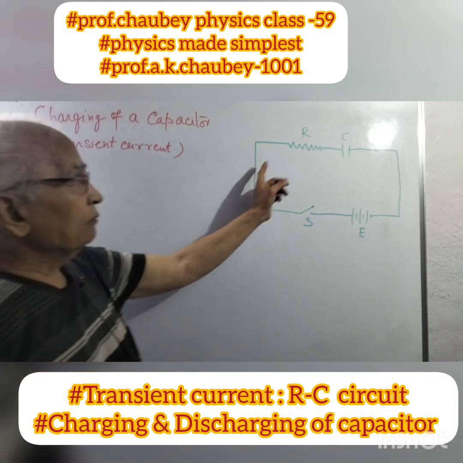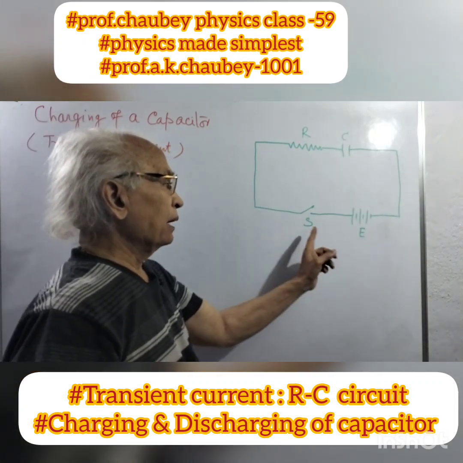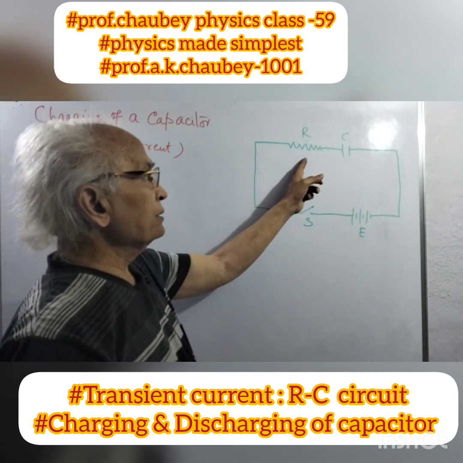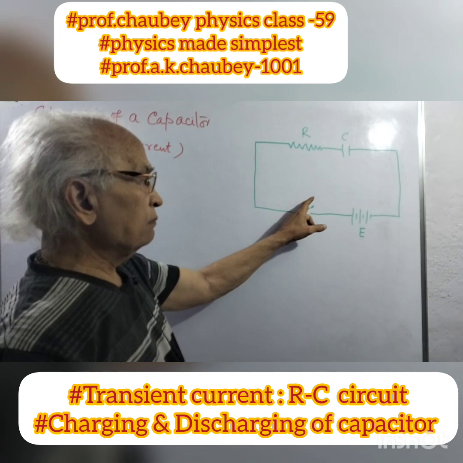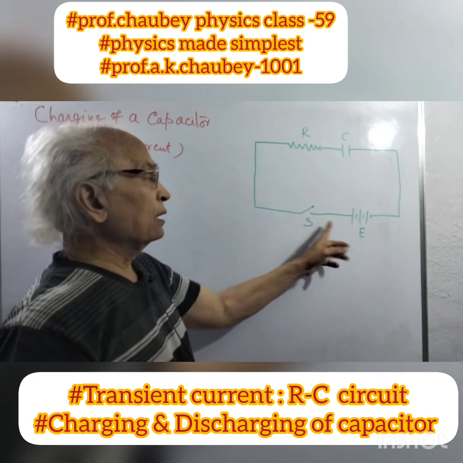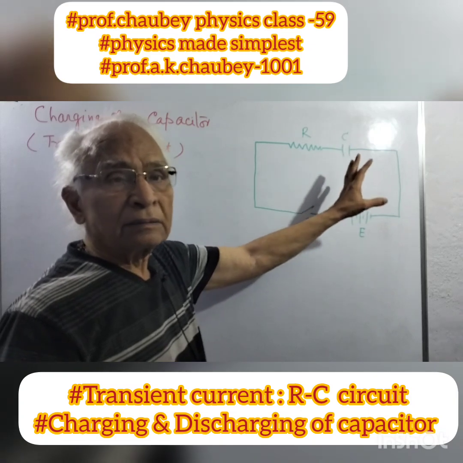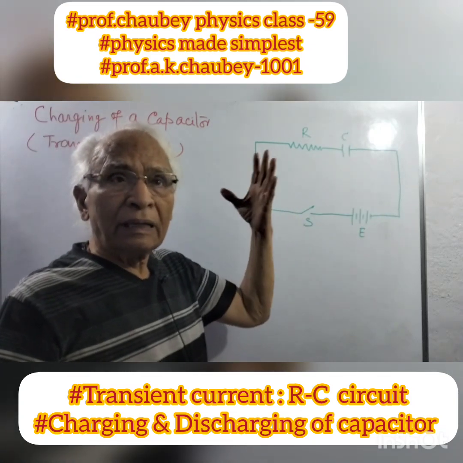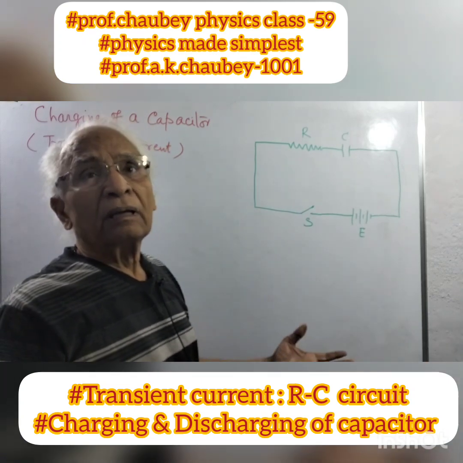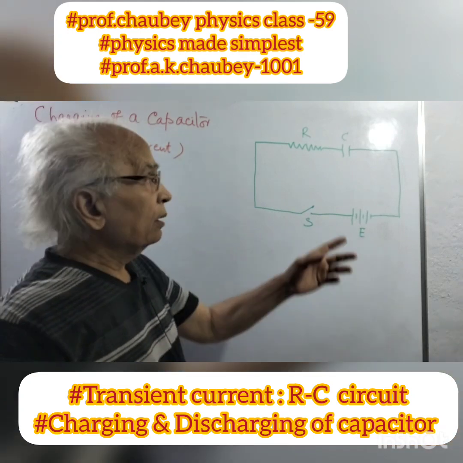Today I am giving a simple circuit, where E is the battery, S is the switch, R is the resistance and C is the capacitor. So it is an RC series circuit. When we press the switch, current starts flowing, the charging current, charging the condenser. The current is maximum at first, and then decreases gradually. Finally the condenser is charged and the current becomes nearly zero.